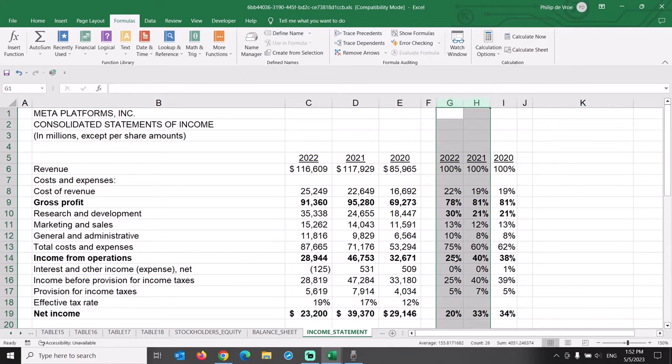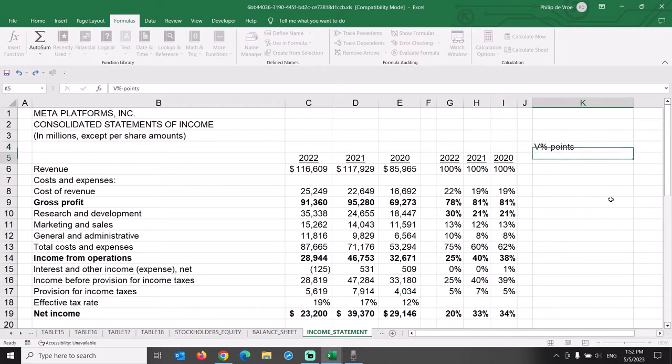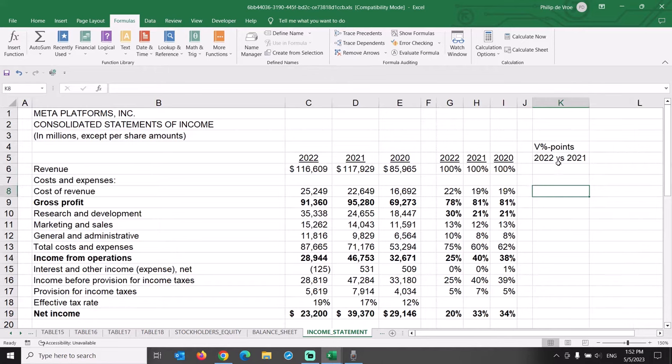To see how different, let's calculate the difference in percentage points between the 2 years in column K. We label this column percentage points, 2022 versus 2021, and then simply calculate what's in column G minus what's in column H on a line-by-line basis.